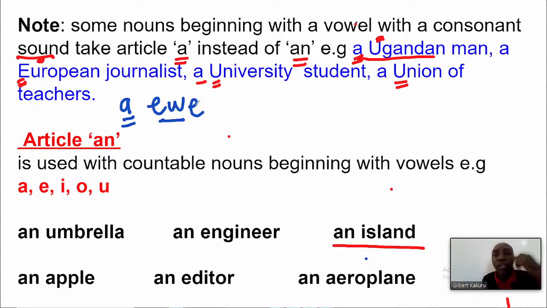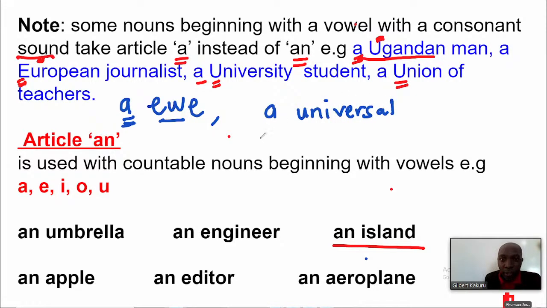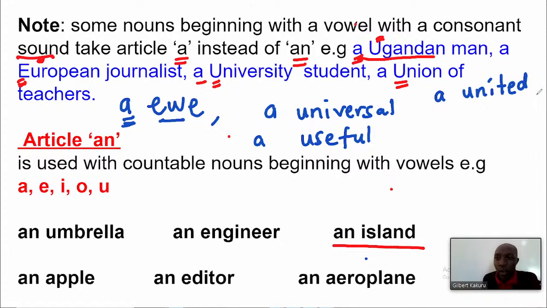Therefore, if they want you to write an article, you take article a. Then I can also add you another one like a universal, a useful, a united. They take article a. In case you meet them, Brian, focus on the screen, make sure that you put article a. Okay, I can clear these ones here.